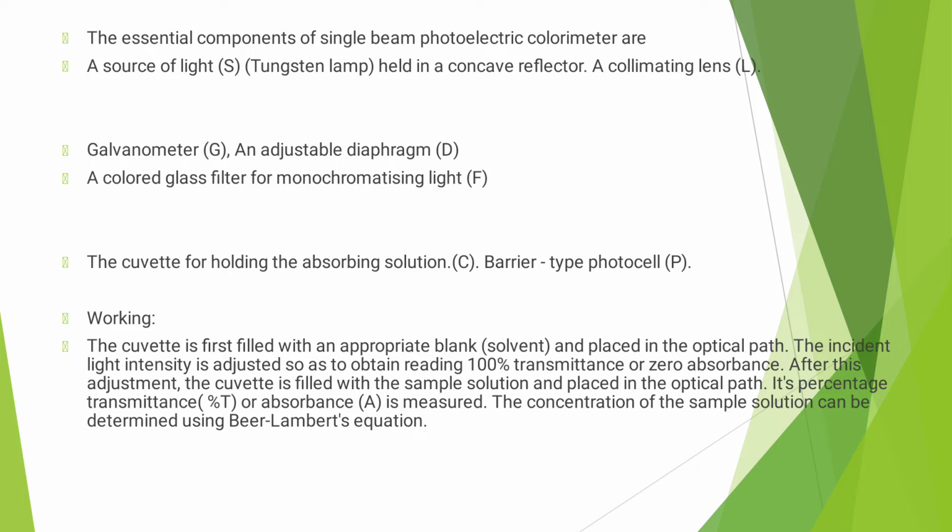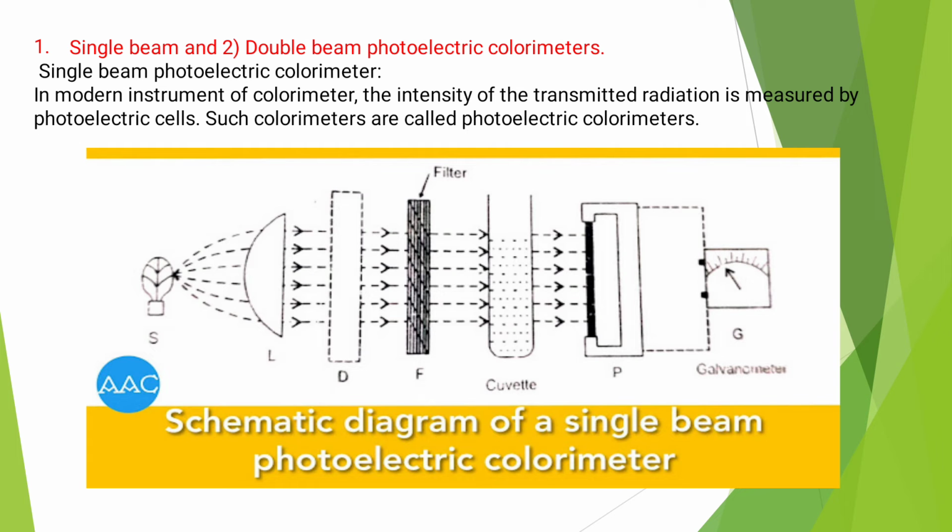That is the UV wavelength for the measurement. Then next one is the cuvette for holding the absorbing solution, and the last, that is the barrier type of cell P, that is nothing but the detector, a photoelectric photocell for the detection. So this is the entire instrumentation, and now how this entire instrumentation is explained.